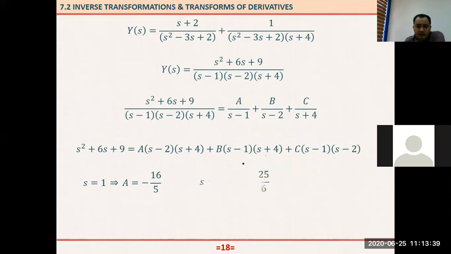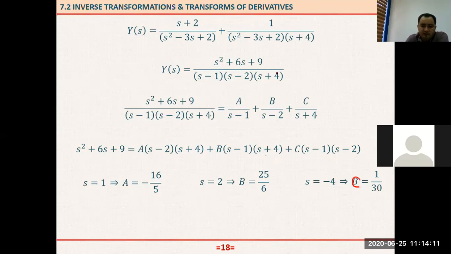And how about if s equals, here we have to make this disappear, s should be equal to 2, right? This equal to 0, this equal to 0. I can determine the value of B as equal to 25 over 6. And how about if s equals negative 4? This will disappear, right? And also this will disappear. From here, I can determine that C, okay, C equals 1 over 30.